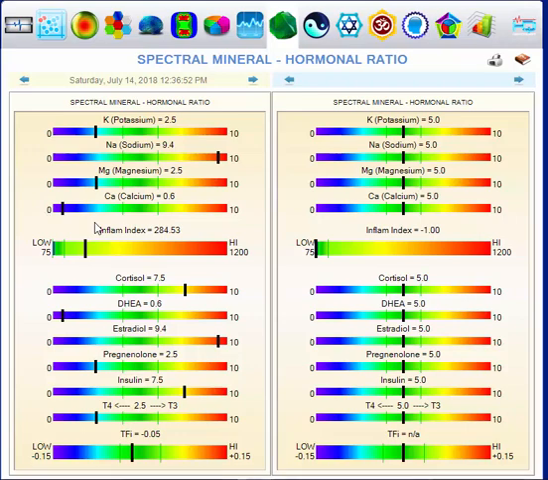The inflammatory index is a calculation of how much inflammatory process we have. Up to around 300, 400, it's still okay and considered in the green zone.